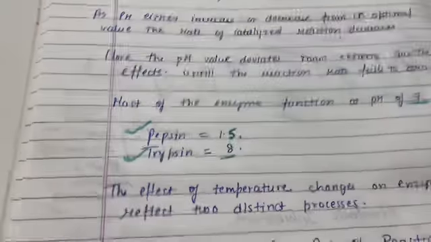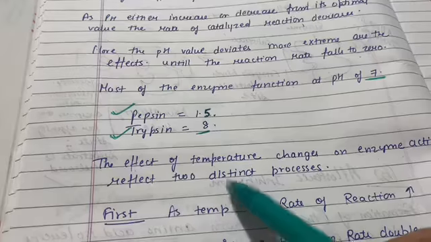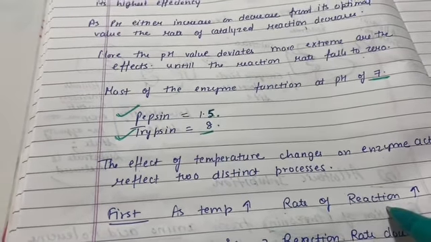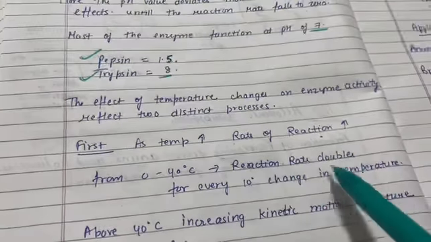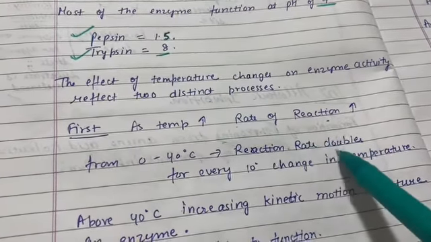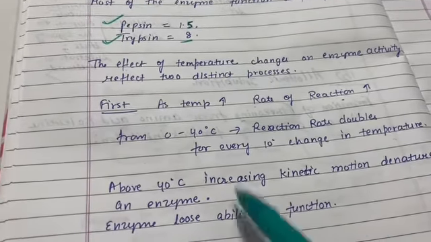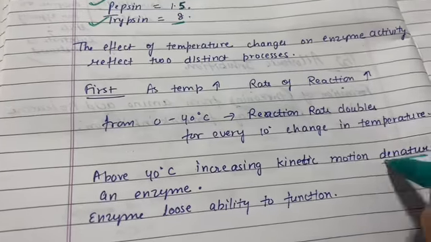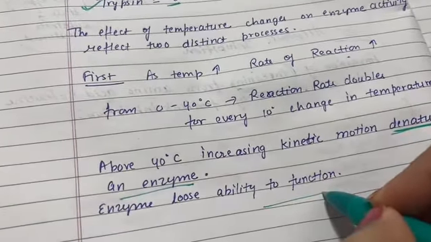The effect of temperature changes on enzyme activity reflects two distinct processes. First, if the temperature increases, the rate of reaction increases. From 0 to 40 degrees Celsius, the rate of reaction doubles for every 10 degrees change in temperature. Above 40 degrees, increasing kinetic energy and motion denature the structure of an enzyme, and the enzyme will lose the ability to function.